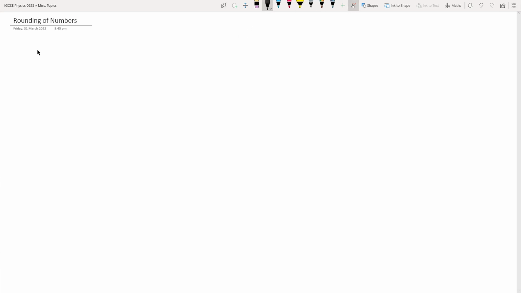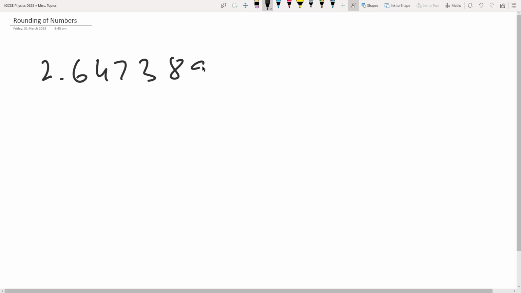So, rounding numbers. When kids are rounding numbers, you need to understand you're dealing with scientific numbers, so it is not just up to you to round off as you please. You need to understand that there are certain rules when you're rounding off numbers. Let's say you have a number 2.64738.